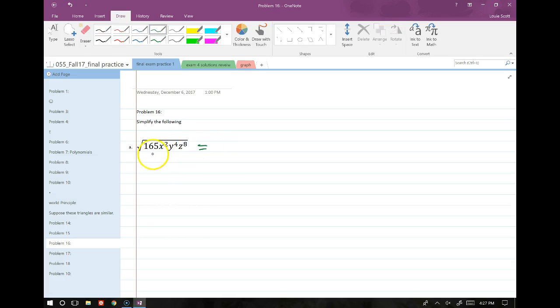So for this one, I like to split these up into separate radicals. So I have root 165, root x squared, root y to the 4th, and root z to the 8th. All of these, if you notice real quick, the exponents are even numbers. To simplify an even numbered exponent under a square root, we just cut that number in half. I'm going to do it one step at a time though so that we don't get lost.